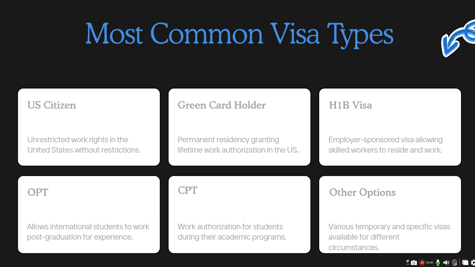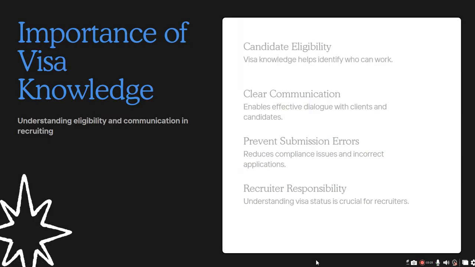The fourth is OPT. OPT stands for Optional Practical Training. This visa is usually given to international students after graduation. Another common visa is CPT. With CPT, while studying, you get Curricular Practical Training. We will discuss the other visas as well.